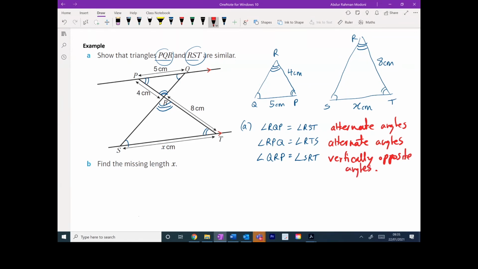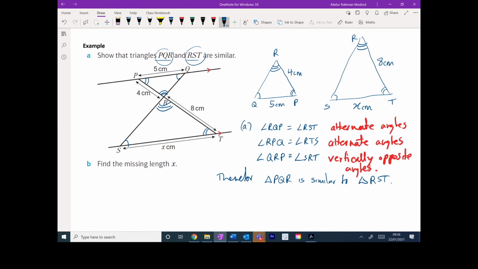And therefore, we've shown that all three angles of each of those triangles correspond to each other. And so then we can say, therefore, triangle PQR is mathematically similar to triangle RST. So that's the first part of the question done. Now we need to go and find the missing length.